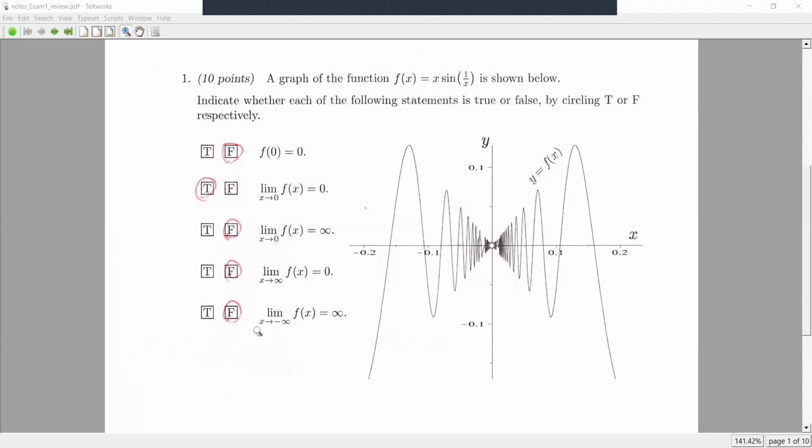Statement 5. As x approaches negative infinity, function approaches positive infinity. False. As x approaches negative infinity, the graph doesn't approach positive infinity. The graph always oscillates around the x-axis.